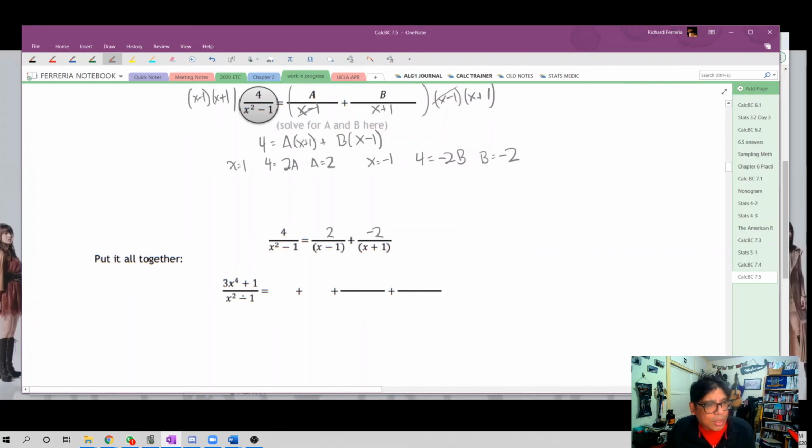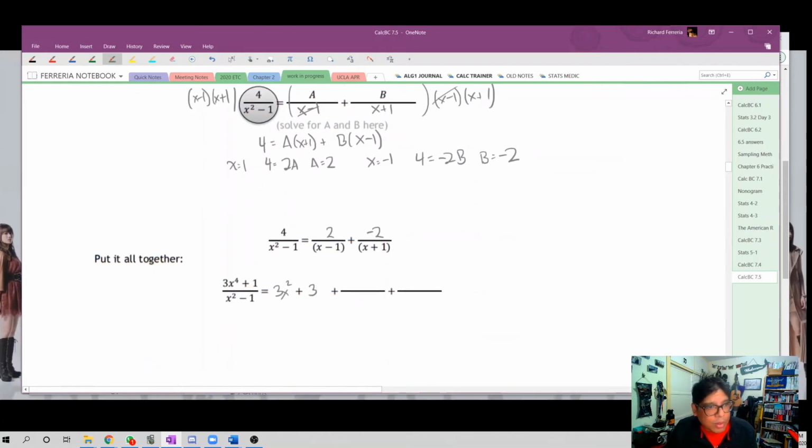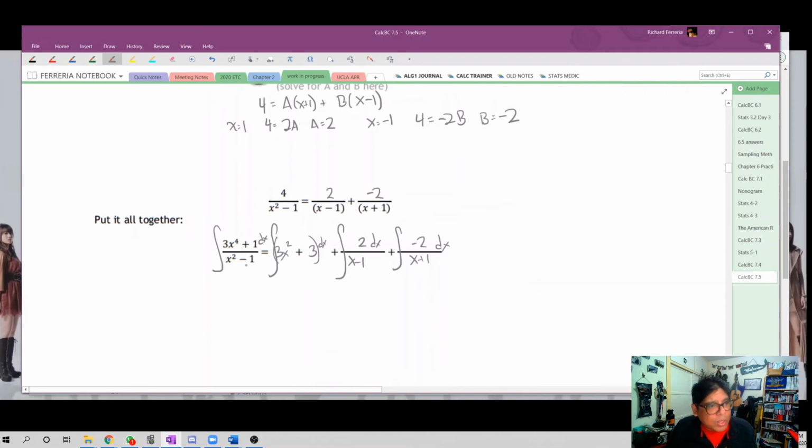So 3x to the fourth plus 1 over x squared minus 1 is going to be equal to, what was that, 3x squared plus 3? Let's make sure I got that right. Yeah, 3x squared plus 3 plus 2 on top of x minus 1 plus negative 2 on top of x plus 1. And we can integrate both sides because that's what we're going to need to do eventually. So we're going to integrate all three of these together, and none of these are difficult to do.